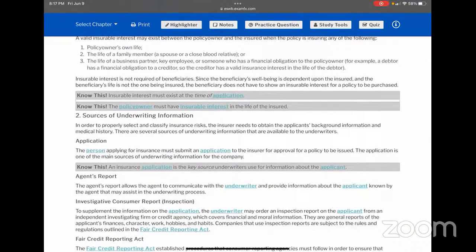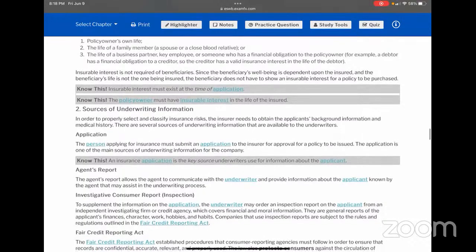Insurable interest is not required of beneficiaries. Since the beneficiary's well-being is dependent upon the insured, and the beneficiary's life is not the one being insured, the beneficiary does not have to show an insurable interest for a policy to be purchased. All right. So we don't even look at the beneficiary as far as their health or anything like that. Know this: insurable interest must exist at the time of application. That's pretty simple, right? Know this: the policy owner must have insurable interest in the life of the insured. All right. So that's good.